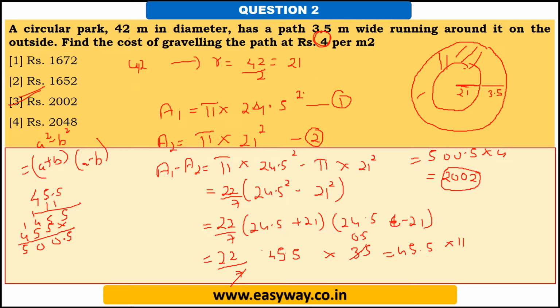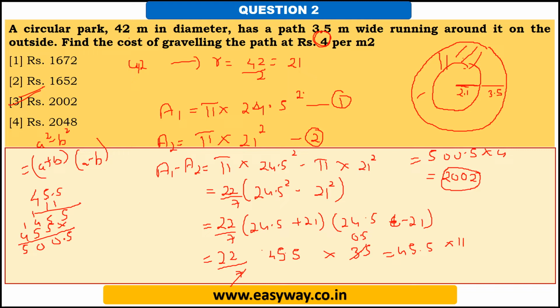So the radius of the outer circle will be 21 plus 3.5. First we have considered the area of the outer circle as A1, which will be pi into (21 plus 3.5), that is 24.5 squared, and A2 as the area of the smaller circle, that is pi into 21 squared. In order to find this area, we take the area of the outer circle minus the area of the inner circle. After this we got the answer as 500.5.